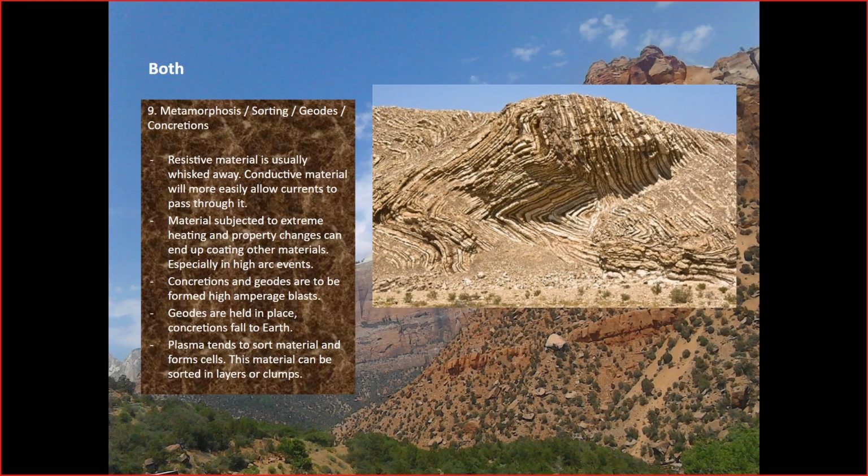To finish up: metamorphosis, sorting, geodes, concretions. I think now you can begin to see how concretions and geodes work, especially if we understand concretions as Z pinches that are rounded-off pieces of material that fall back to Earth, not unlike planets. Geodes seem to be held within the Earth, not fallen back down, but held there. That's why they have a polarity to them. That is why they have an equatorial bulge, and that is why they have sorting electrically. They are basically Z pinches inside underground lightning bolts, if that makes sense.